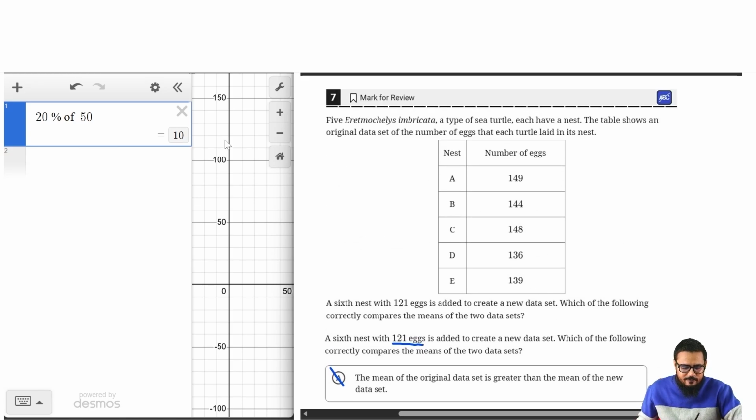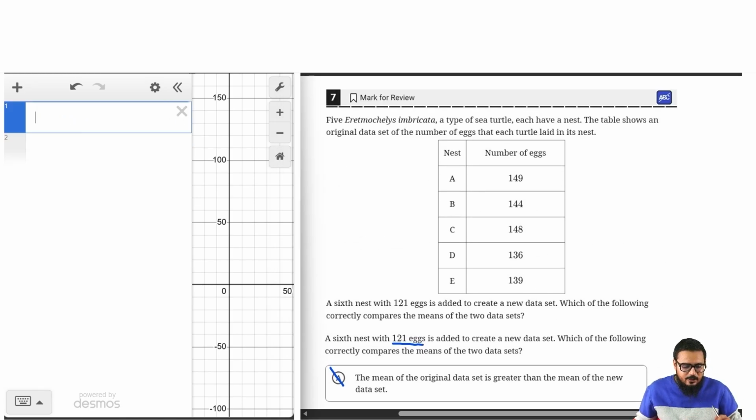Or if you just want to confirm your answer, you can calculate the mean value using Desmos. So the mean of what are the numbers that we have in the original data: 149, then 144, then 148, then 136, and then 139.